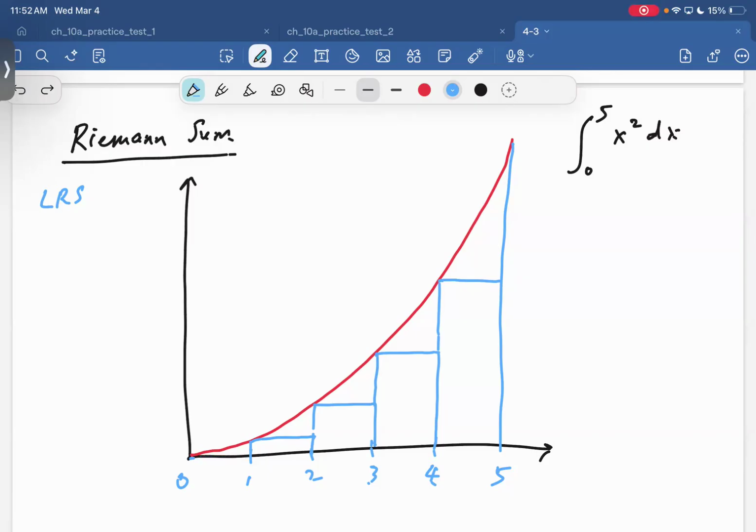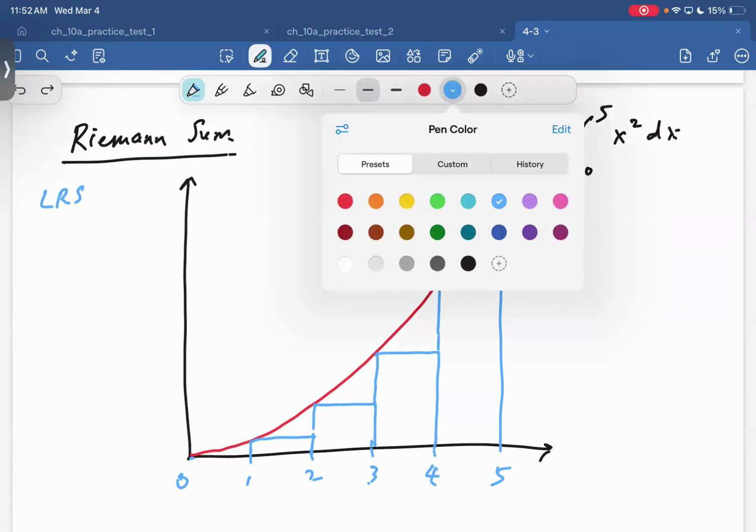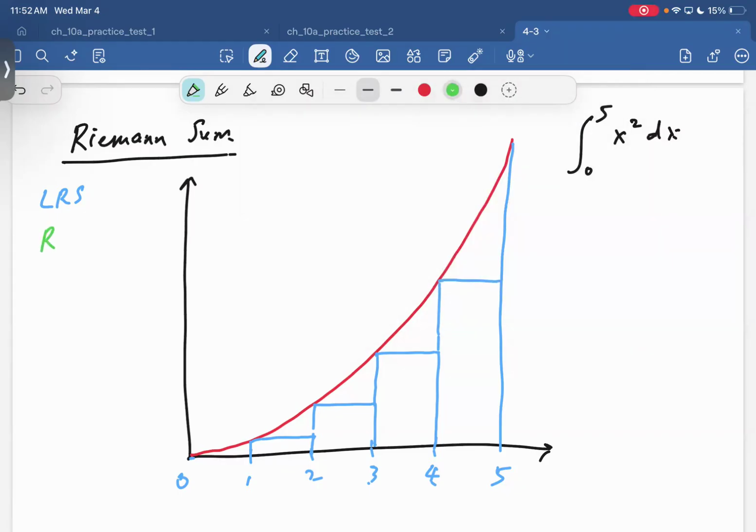Okay, what would a right Riemann sum be? For a right Riemann sum, which I'll label in green, we would take each interval and we'll look at the rightmost coordinate and use that height to approximate it instead. So if we had 0 to 1, we would use the 1 to approximate the height of that segment. So my right Riemann sum would look like that. And for 1 to 2, I would use the 2. For 2 to 3, I would use the height 3. And for 4 to 5, I would use the height at 5 to approximate that interval.